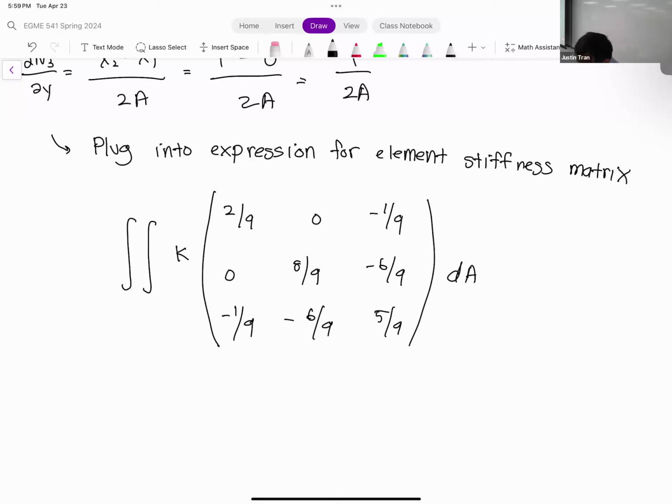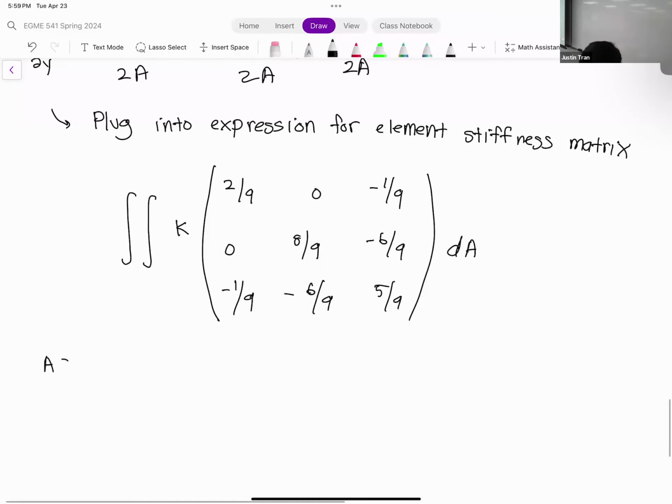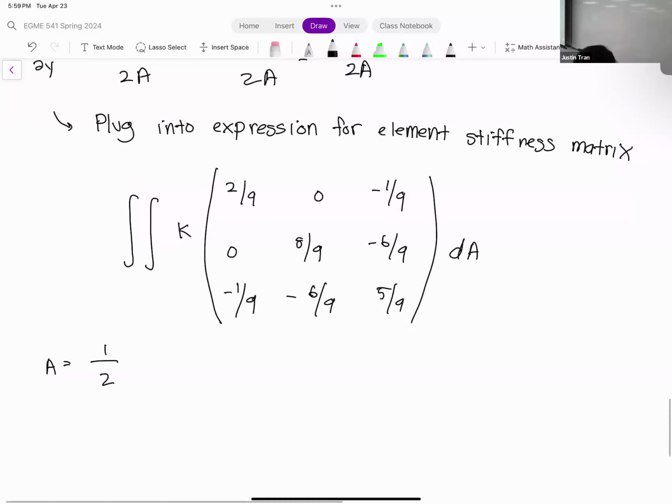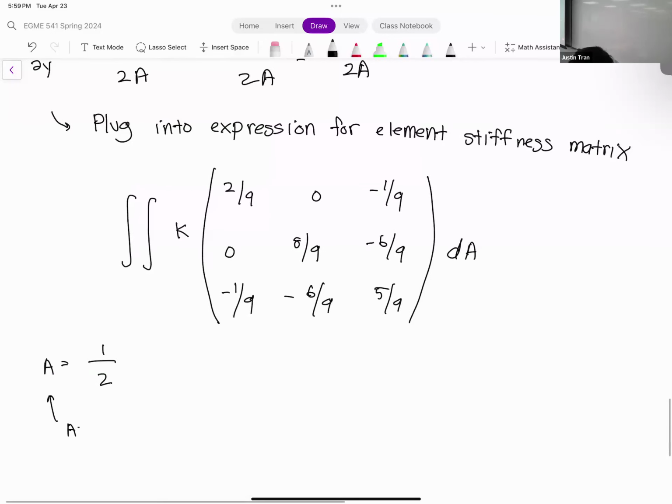Oh, I forgot to compute the area. So you're probably wondering where the 9s came from. The 9s came from the area of the triangle. I think normally people are accustomed to computing the area of a right triangle, but if you know the coordinates for all the nodes of your triangle, you can actually compute the area from it. So this right here is the area of a triangle based on nodal coordinates.